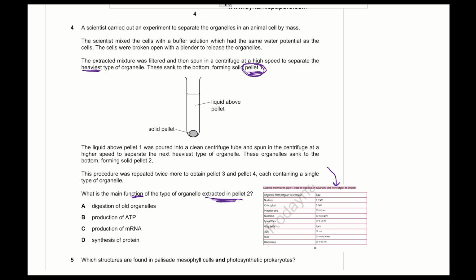Now, in this table, we note that the heaviest type of organelle must be the nucleus, since it's the largest. Now, the second heaviest, which is pellet 2, in this case, it's an animal cell, it's going to be the mitochondria. This is the second heaviest in an animal cell. Therefore, pellet 2 is going to be the mitochondria. Now, the main function of pellet 2 is synthesis of ATP, therefore the answer is going to be B.